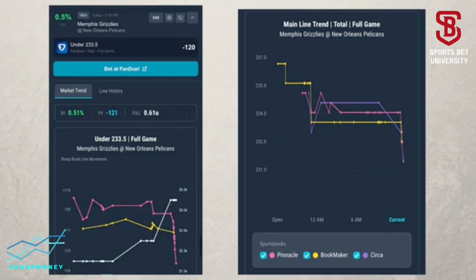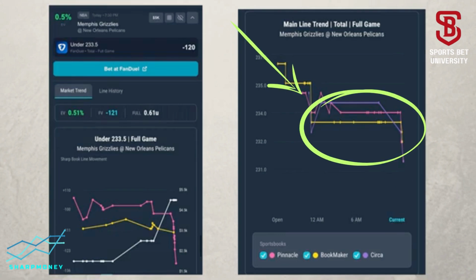And you can see here, Bookmaker has been pretty much stable or slightly trending down. But the fact that Pinnacle is dropping just makes it such a good play. Now, if this chart wasn't enough to say, hey, I need to be on this play, what we can also see is the mainline trend of the sharp books, Pinnacle, Circa, and Bookmaker.